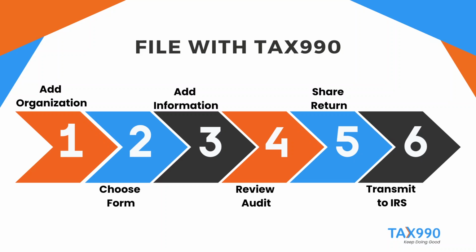Filing a return with Tax 990 can be done in just a few simple steps. Once you have created your account and added your organization, you'll choose the form you need to file. You'll add all of the necessary information to the return, and once you complete the return, Tax 990 will confirm the form and information provided has met all the IRS form instructions using our internal audit. When you've cleared your audit errors, you'll have the option to share the return as necessary, and the final step is just transmitting it to the IRS.